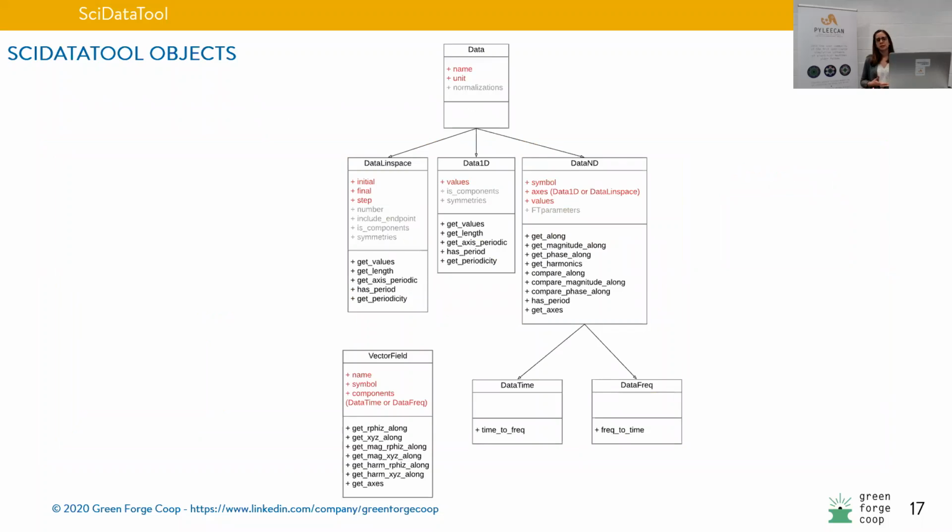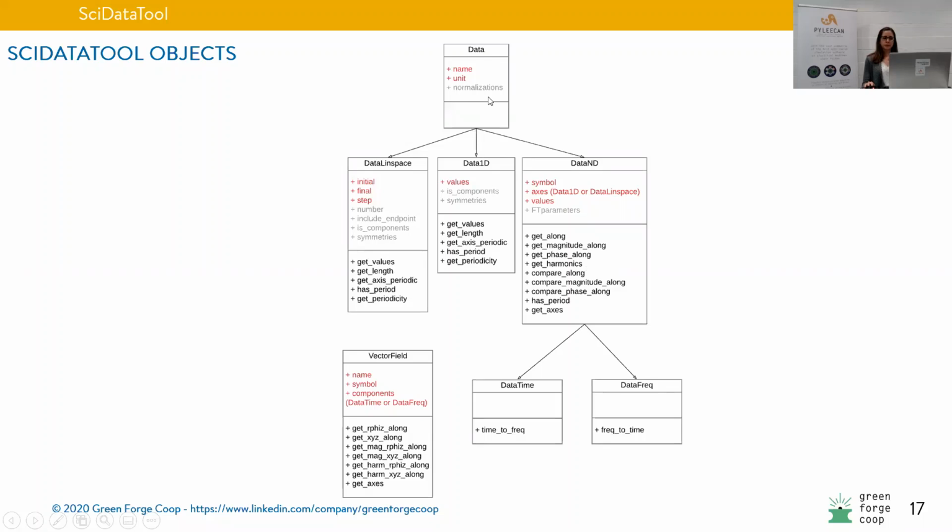Now we want more details about those objects. So here is a UML chart of those objects. So here you can see the inheritance between the classes. You can see on the top the properties of each object, and at the bottom of each object there are the available methods that already exist. For example, you can see that data lin space and data 1D have the same methods, but have different properties. So initial, final, and number for lin space, for example, whereas data 1D has only values.